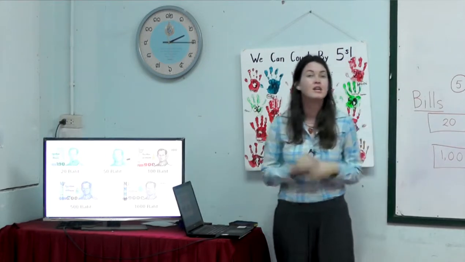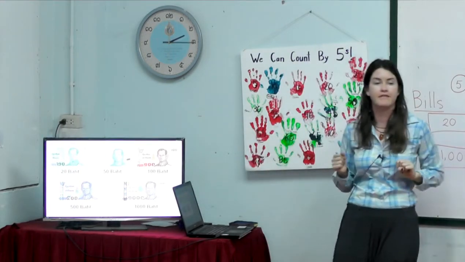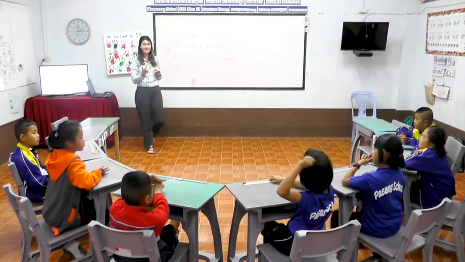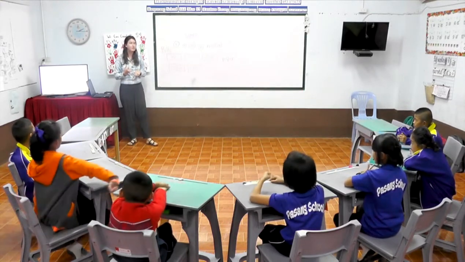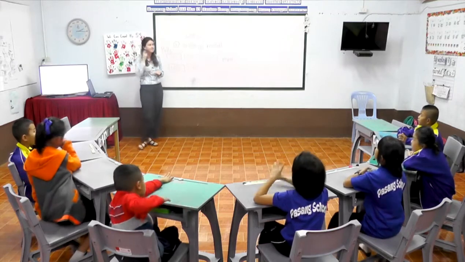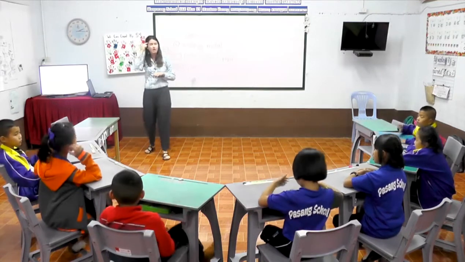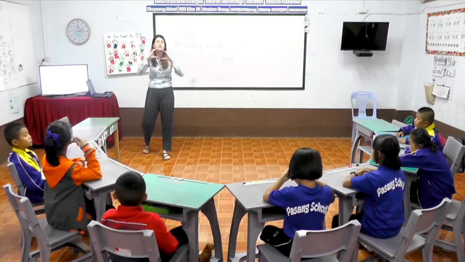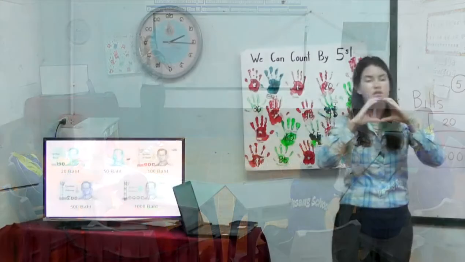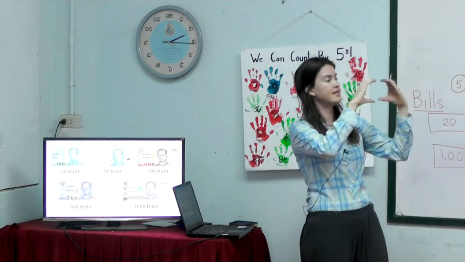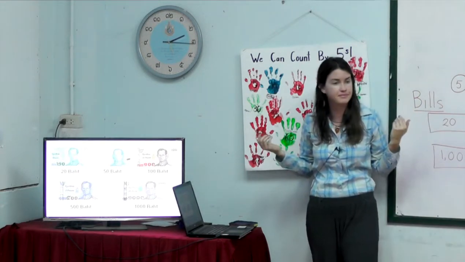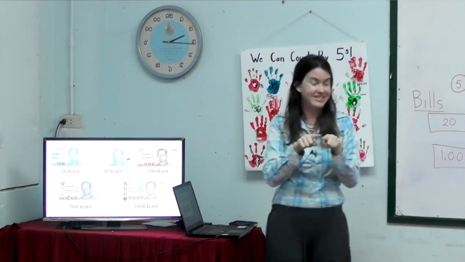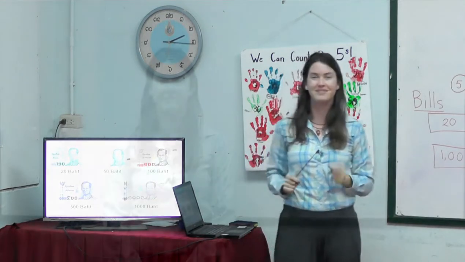Very nice work. So tell me what two kinds of money we have. Coins and bills. Good. We have coins and bills. Great work. What shape are coins? Circle. And you can think like a C and a C make a circle. Those are coins. What shape are the bills? Rectangles. Very nice, friends. Great job.